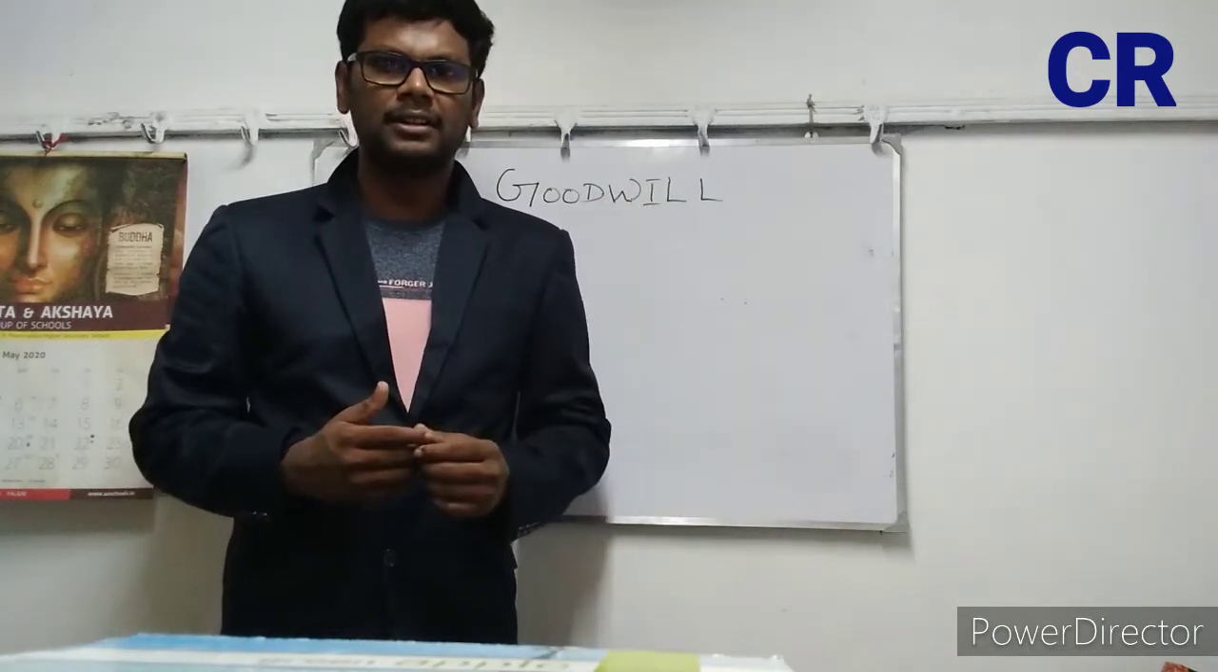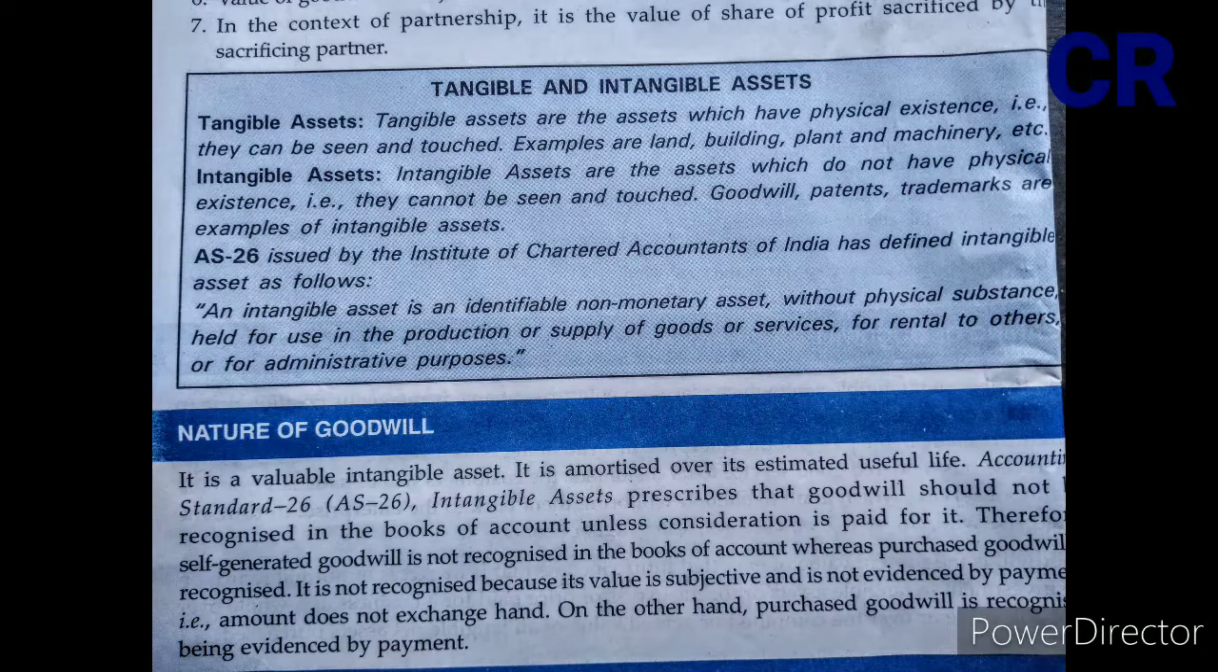So what helped in it? Goodwill. The Institute of Chartered Accountants of India gave a definition, especially for intangible assets. Accounting Standard 26 dealt with intangible assets. So goodwill is also one of the intangible assets. The definition is: an intangible asset is an identifiable non-monetary asset without physical substance held for use in the production or supply of goods or services, for rental to others, or for administrative purposes.